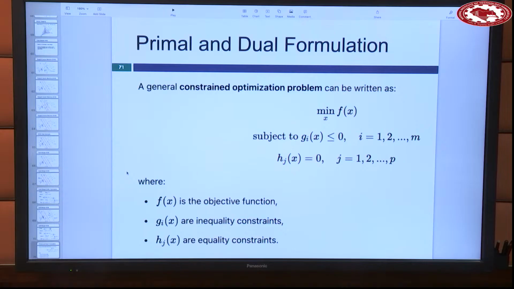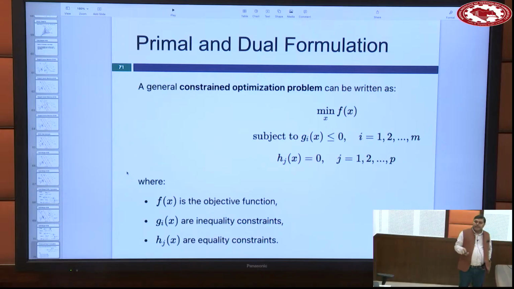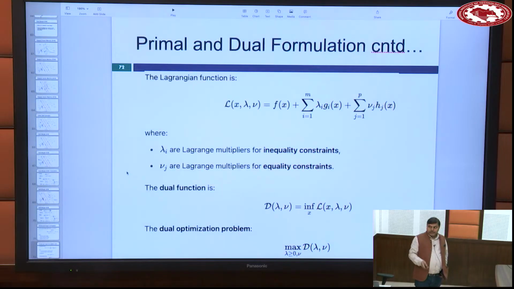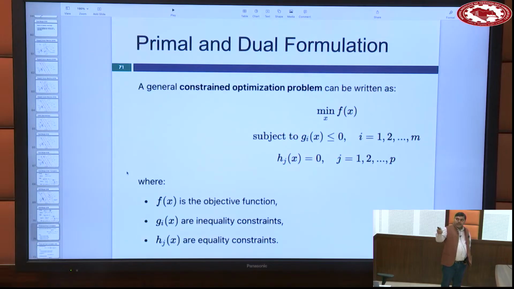So, you have a function, minimization over x, where x is the variable. These are some constraints. Inequality constraints will be there, equality constraints might be there. How will you convert this into the dual? You have a Lagrangian. The Lagrangian says that you have two types of Lagrangian variables, lambda and nu here. For every constraint that you have in the primal, you have to introduce one dual variable.